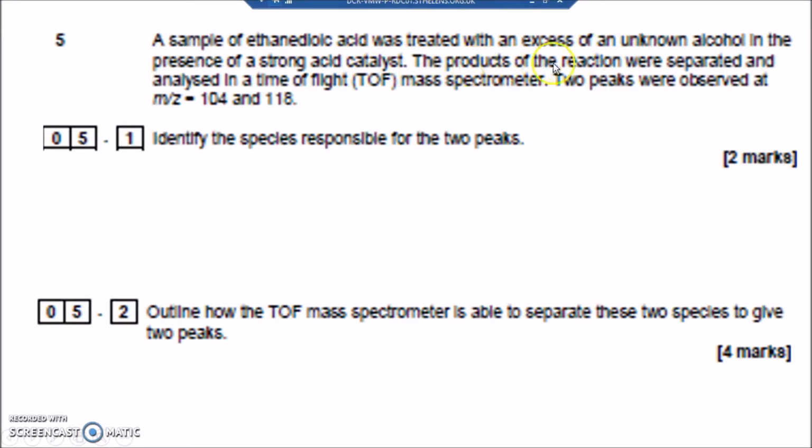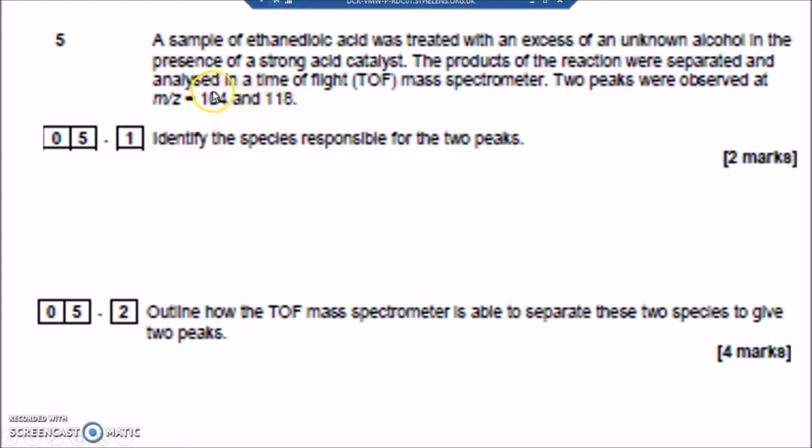So the product's reaction was separated and analysed in a time-of-flight mass spectrometer. It measures the mass of the products that are made. Two peaks were observed, one at mass divided by charge ratio 104 and one at 118. Now these are the MRs. Assume the charge on the ion is 1+. These are the masses, these are the MRs of the 2 molecules.